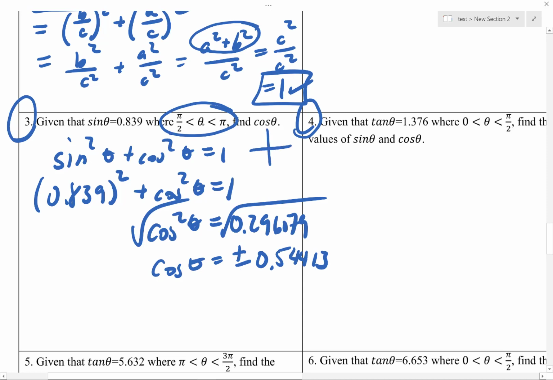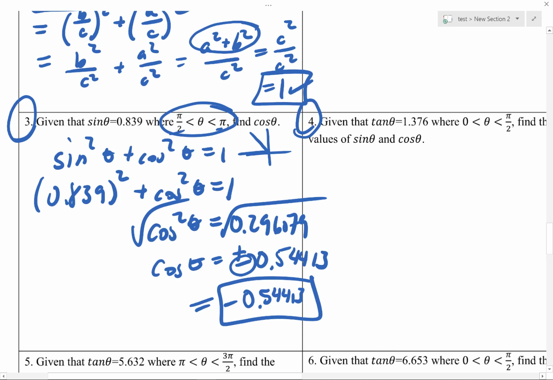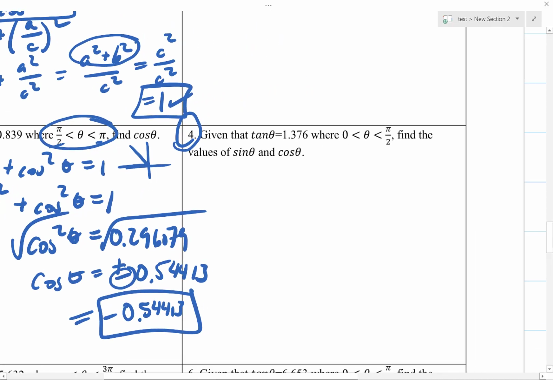And that's why she's telling you what quadrant it is, to figure out if it's plus or minus. So if you're in between pi halves and pi, you're in the second quadrant. Cosine, the x value in the second quadrant, is negative. So we're going to say negative 0.54413. Check. We'll do the same thing for number 4.